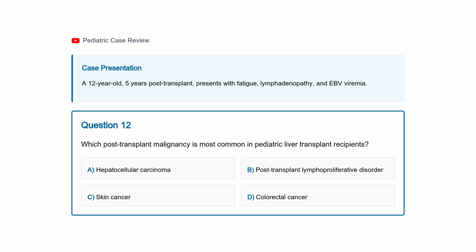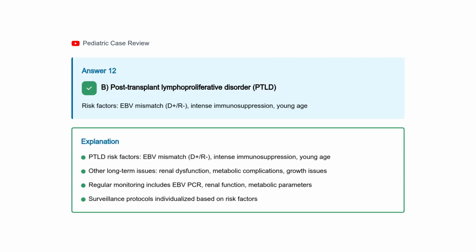A 12-year-old, 5 years post-transplant, presents with fatigue, lymphadenopathy, and Epstein-Barr virus viremia. Which post-transplant malignancy is most common in pediatric liver transplant recipients? Option A, hepatocellular carcinoma. Option B, post-transplant lymphoproliferative disorder. Option C, skin cancer. Option D, colorectal cancer. The correct answer is B, post-transplant lymphoproliferative disorder.